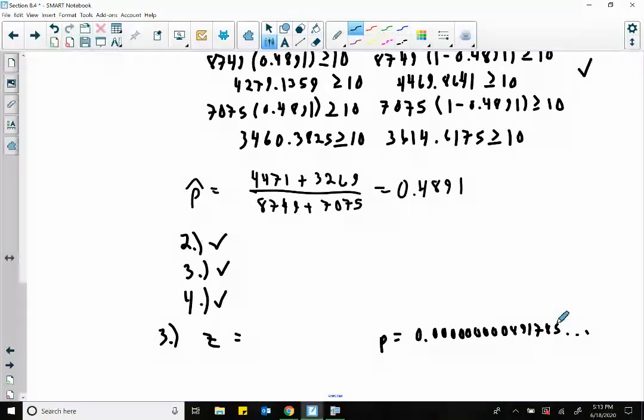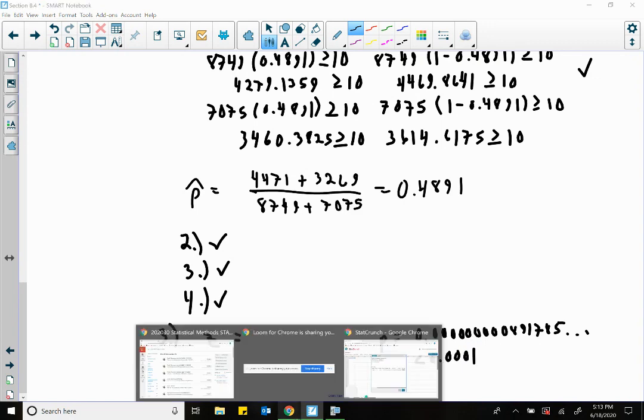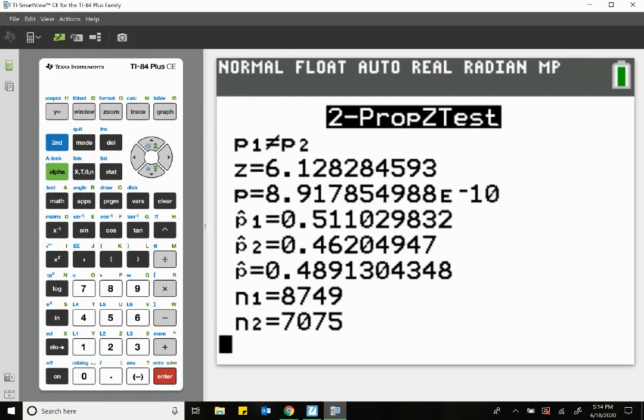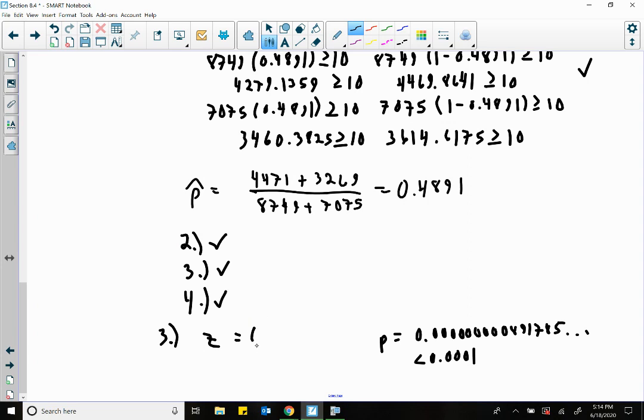1785. So you can see why StatCrunch said that this is basically less than 0.0001, I think. Let's go back to that and double check that. Yeah, 3 zeros. And then our Z-stat is 6.13. So yeah, there we go on that piece.